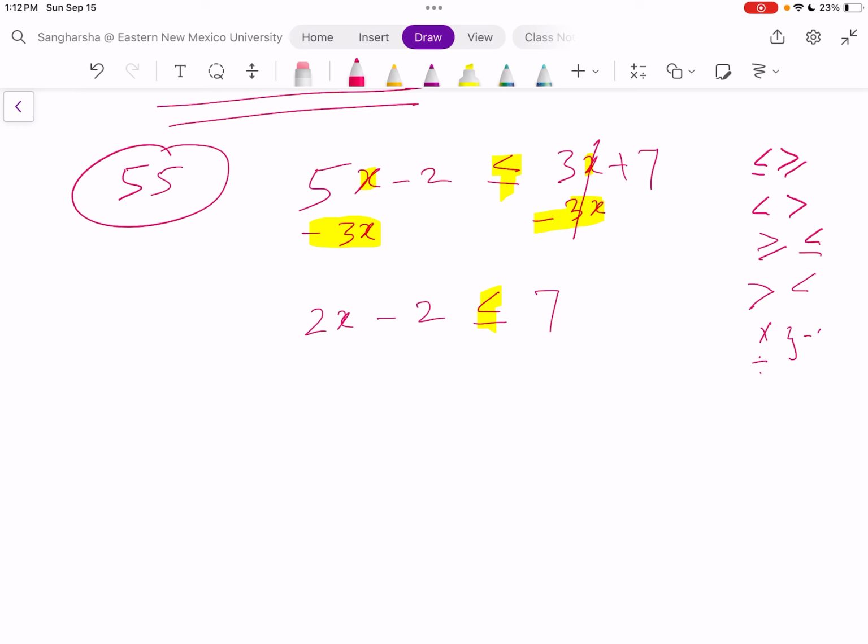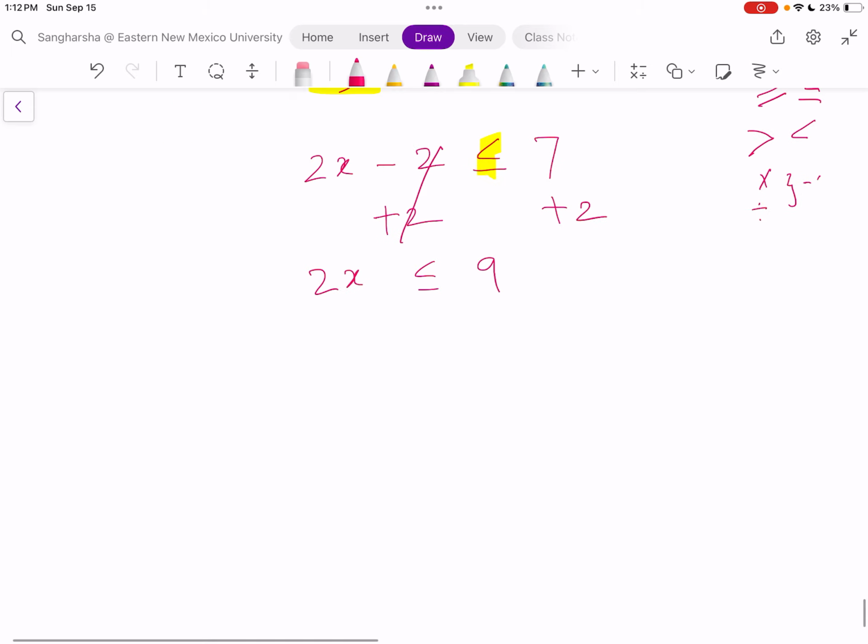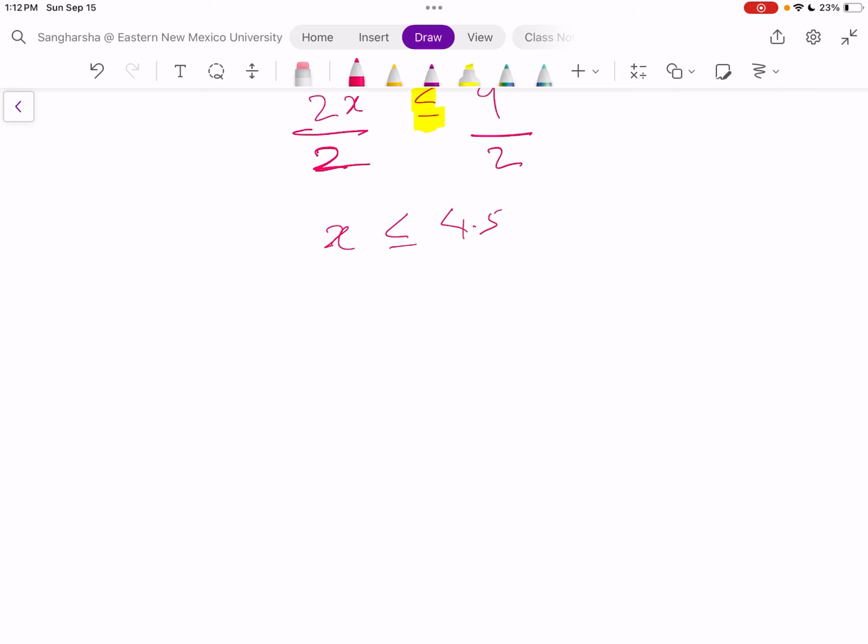Now we need to get rid of negative 2, so we add positive 2 on both sides. We have 2x, this is 0, less than or equal to 7 plus 2, 9. Now in order to get rid of 2, we are dividing by a positive number, so 2 is a positive number, and whenever you are dividing by a positive number, the inequality remains the same. It changes only when you are dividing or multiplying your inequality by negative numbers. So 2x divided by 2 is x, less than or equal to 9 divided by 2, let me write 4.5, or you can just keep 9 over 2 as it is.